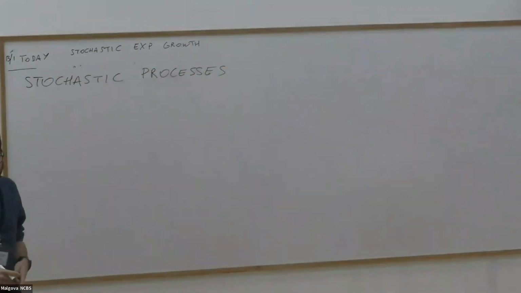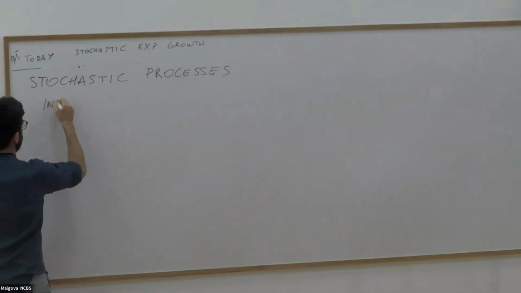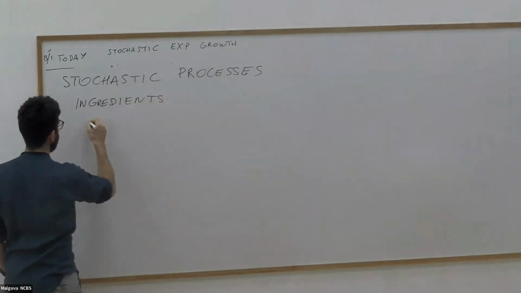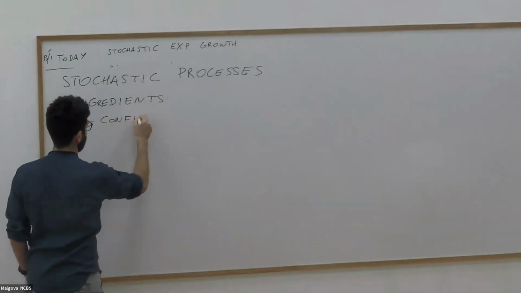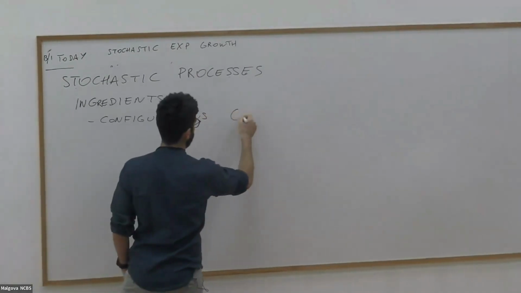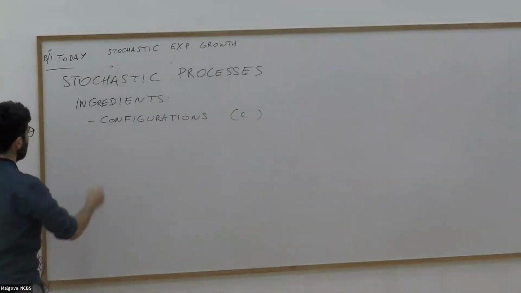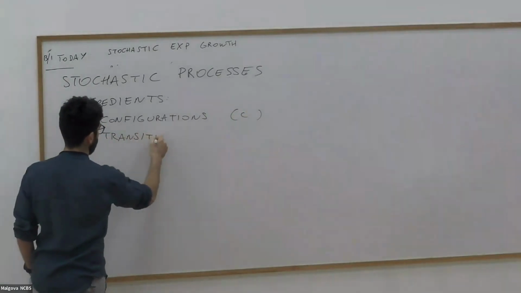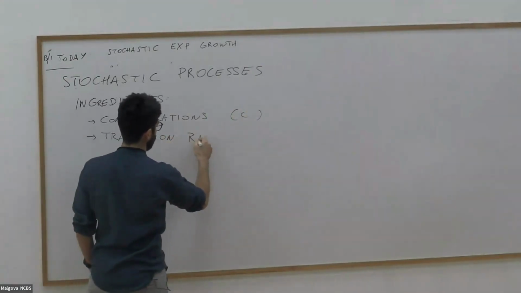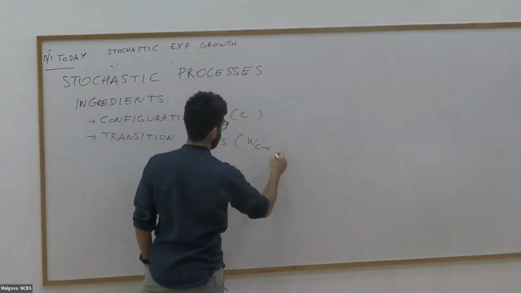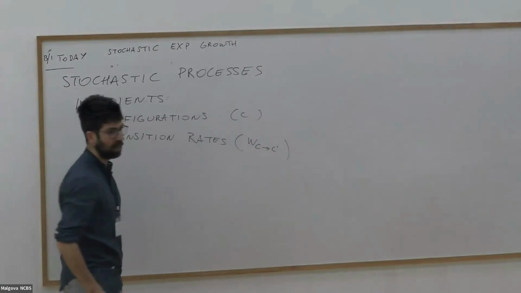So what are the basic ingredients of a stochastic process? There are two basic ingredients, okay? One is that we have some configurations, and we can call a configuration C. And the other one is that we have some transition rates. So something that tells us what is the rate to go from a configuration to another configuration.